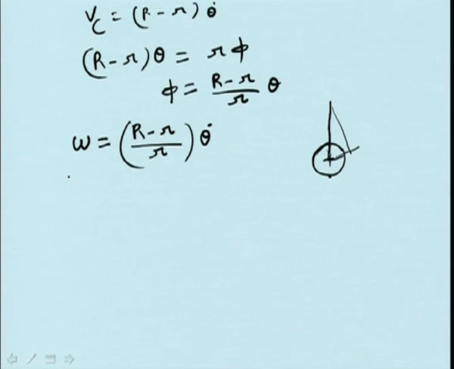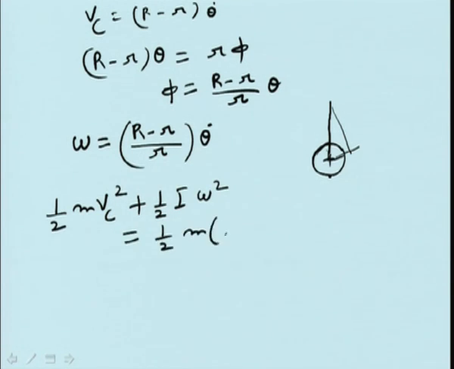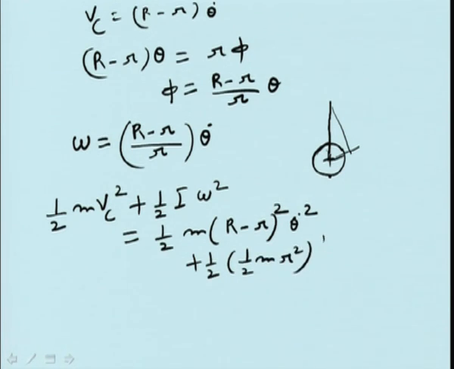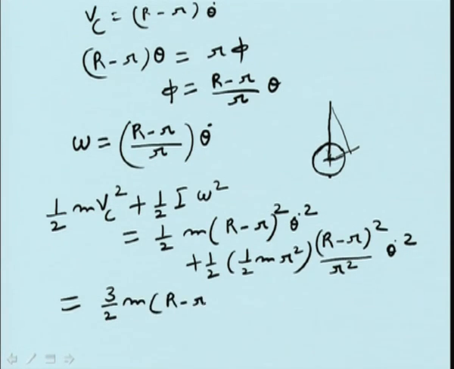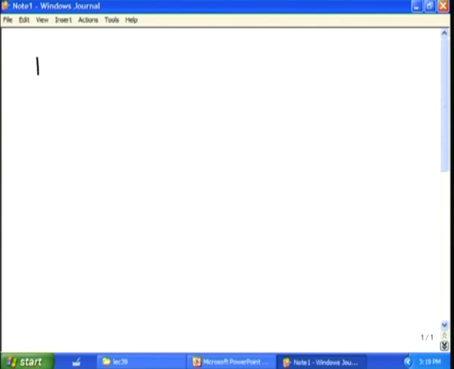Therefore the total kinetic energy of the cylinder is equal to half m Vc square plus half I omega square, which is equal to half m (R − r) square theta dot square plus half m r square (R − r) square by r square theta dot square, which is equal to 3/2 m (R − r) square theta dot square.